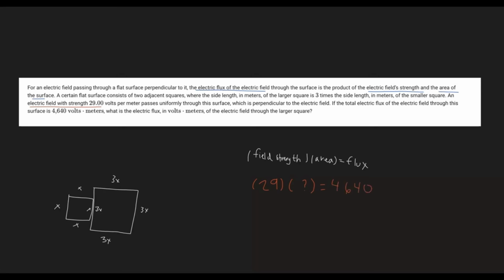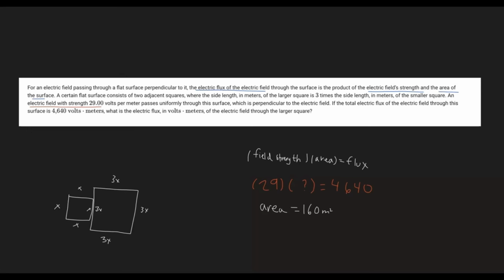So what we can do here is just a simple calculation to find the total area. So here we can just have area, and this will be 4,640 divided by 29. So the area would be 160 meters squared, all right? So there we have it. We have the total area of the adjacent squares, but we want to find just the area of the large square because if we do that, we can multiply that by the field strength in order to get the flux that it's affected by.